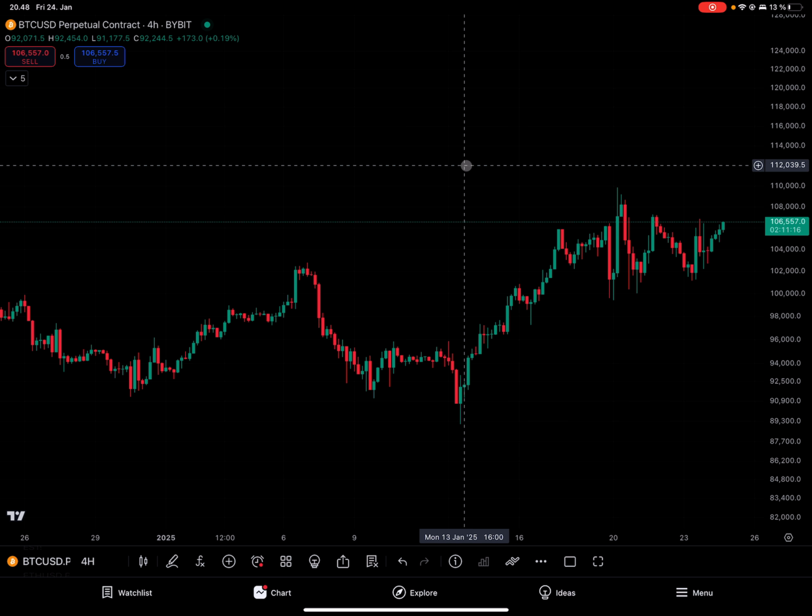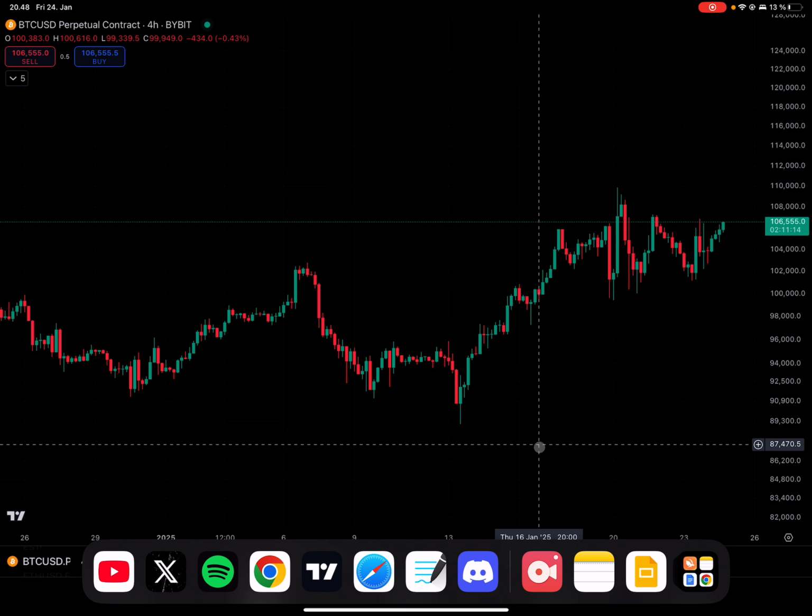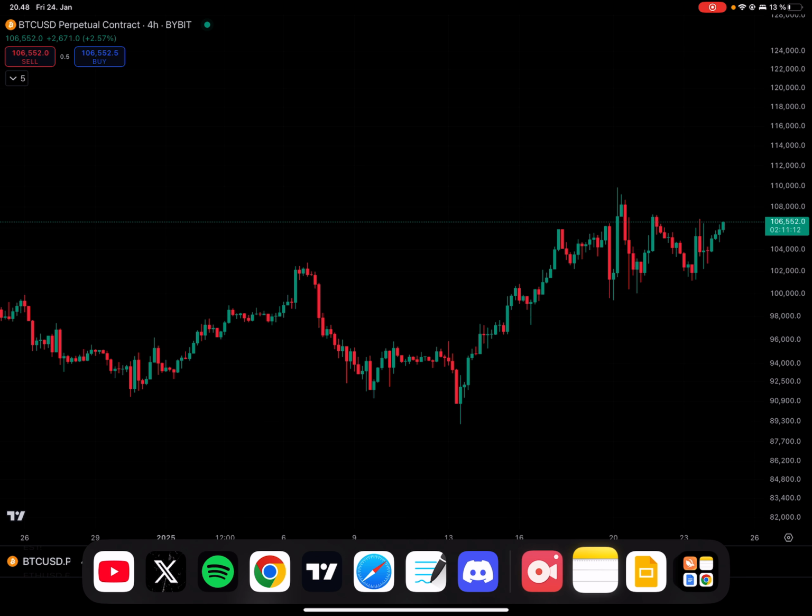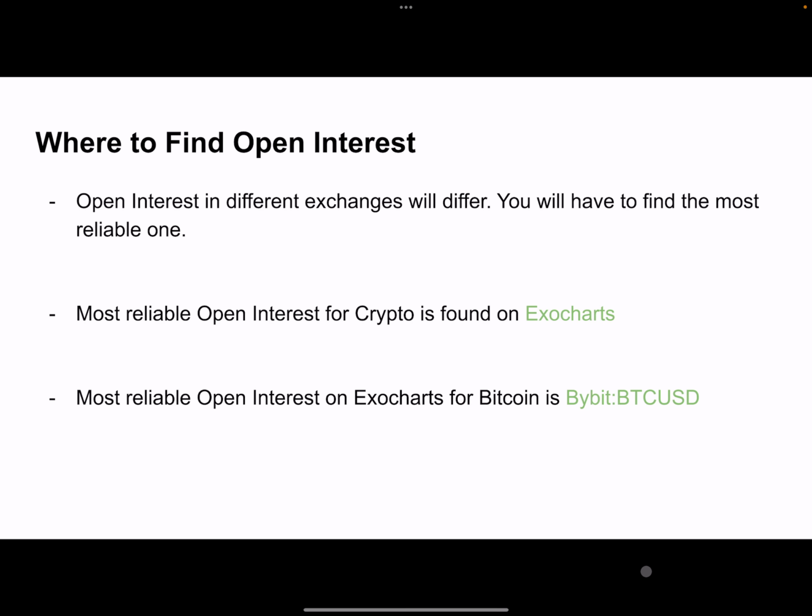The reason I don't use it is because I found a platform, and I've been using it for the last 4.5 years, that is a lot more accurate than TradingView, and also any other platforms like Coinalyze, or I don't know if it's on CoinMarketCap or whatever you find. Now, the most reliable one you can see is on ExoCharts.